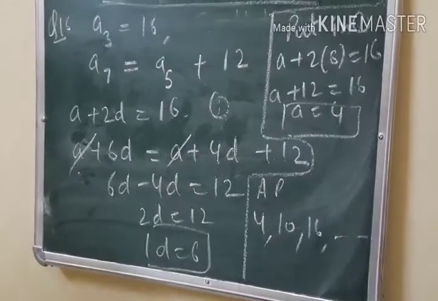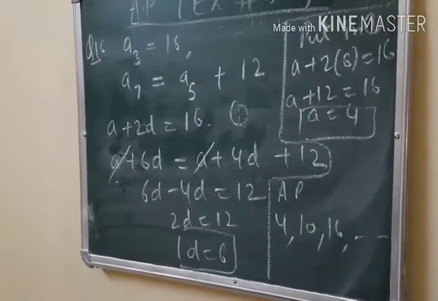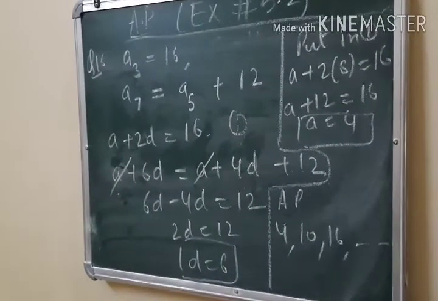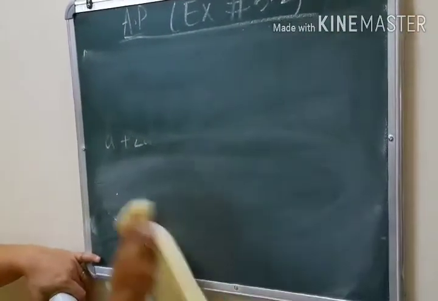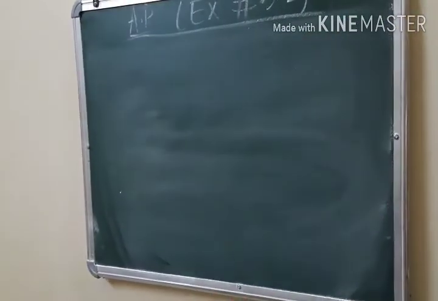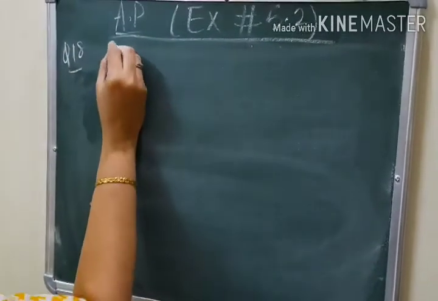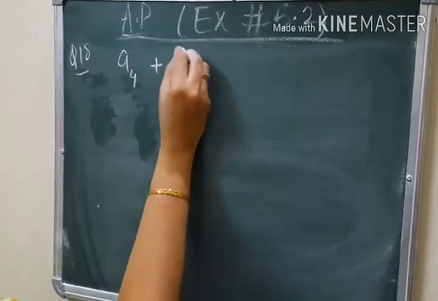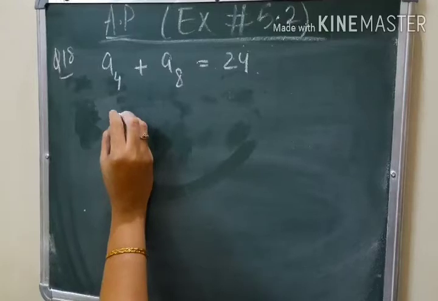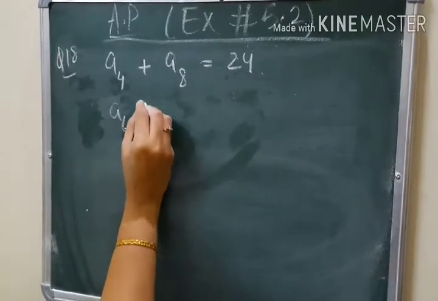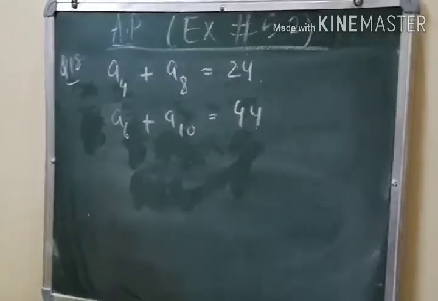Question number 17 is same as example number 8. So that will be your homework. Question number 18. The sum of 4th and 8th terms, A4 plus A8 is equal to 24. Sum of 6th and 10th terms, A6 plus A10 is equal to 44. Find the first 3 terms of the AP.